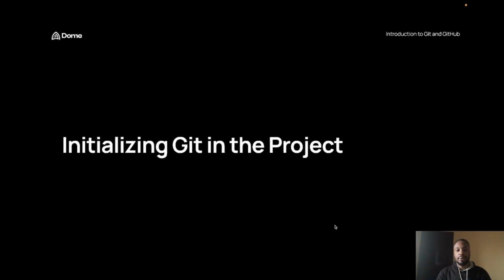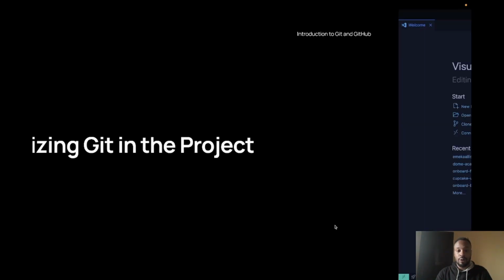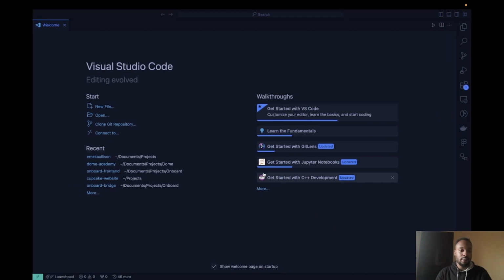So we're looking at how to initiate Git in the Cupcake website project we already have. For us to get started with this, we'll just go through a few steps. So first of all, we'll go to our code editor, which is VS Code.